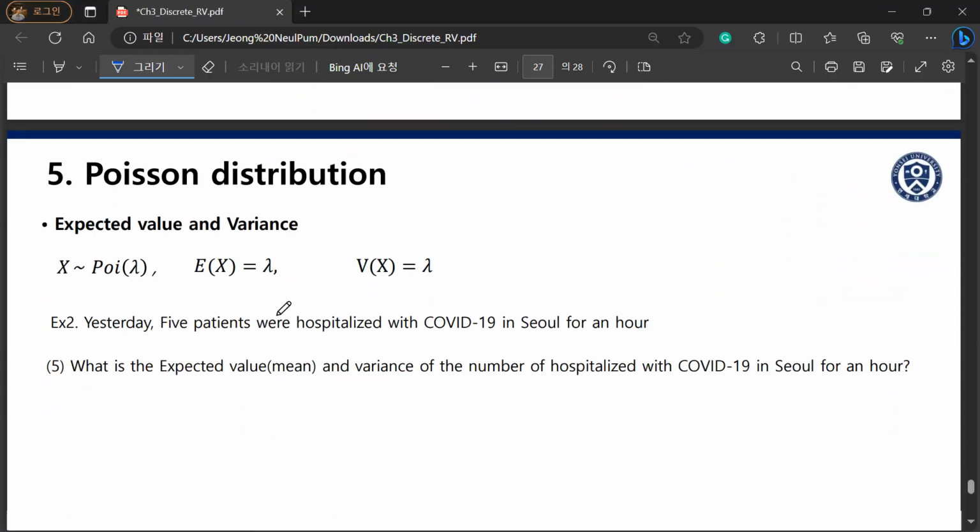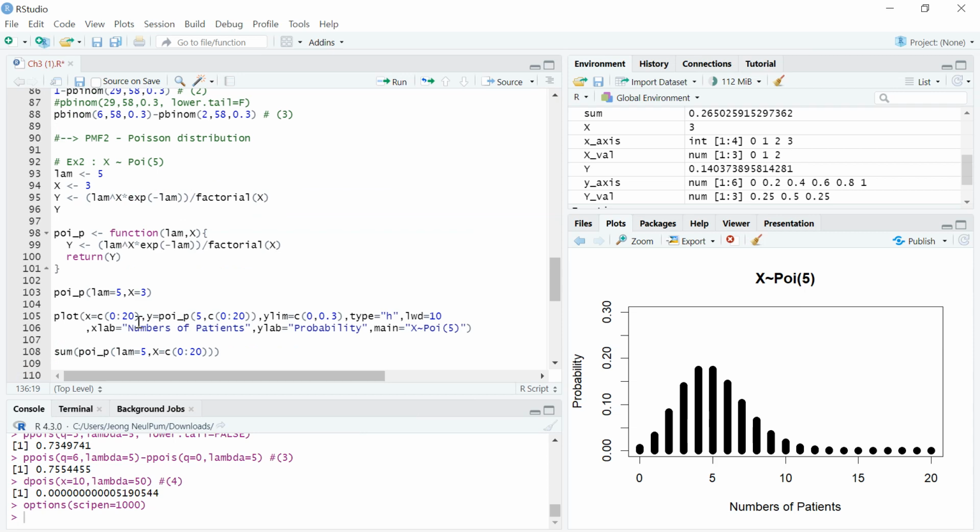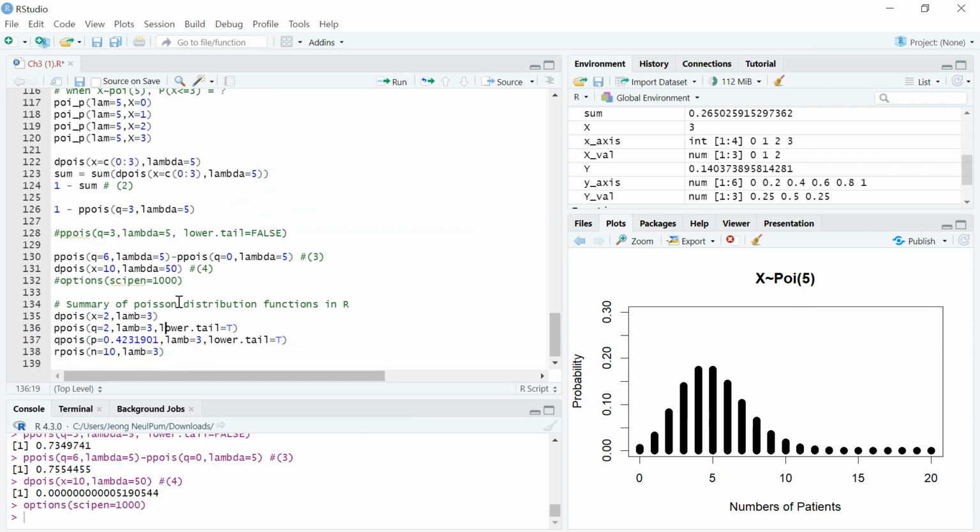And to sum up, as well as the binomial distribution, there are also the dpois, ppois, qpois, and rpois functions for dealing with the Poisson distribution. So with the hyperparameter lambda, we can always get the density, CDF value, quantile value, and even a random sample from the Poisson distribution with these functions.